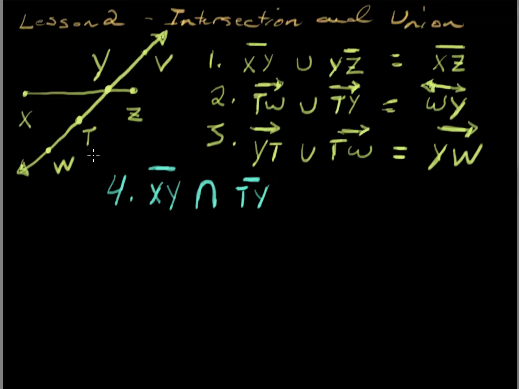Okay, let's go over to the graph. We've got xy here, that line segment from x to y, intersect with ty, that line segment, just that piece. xy and ty, those are line segments. Intersection is what two things share or what they have in common. So if you look up here from ty and xy, the two things these two line segments share in common is the point y.